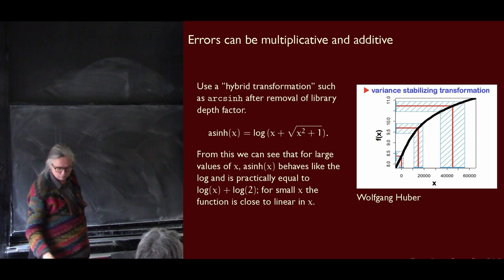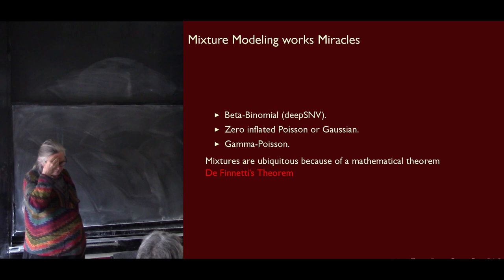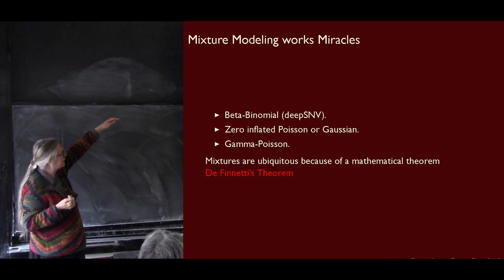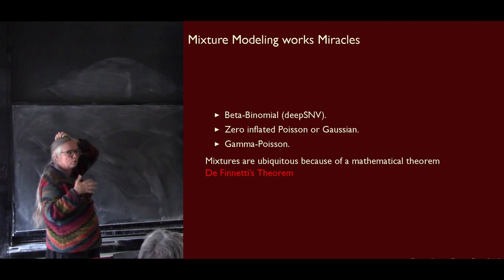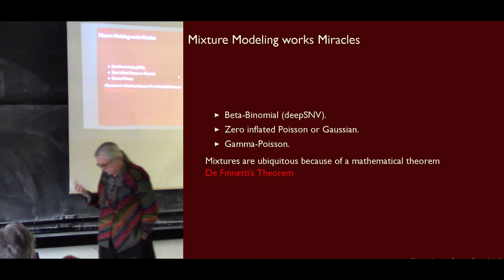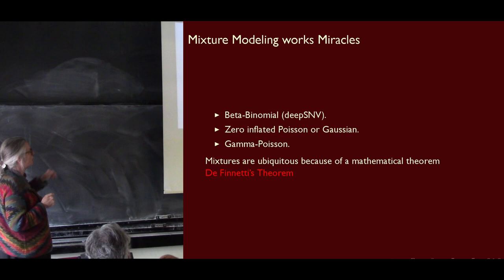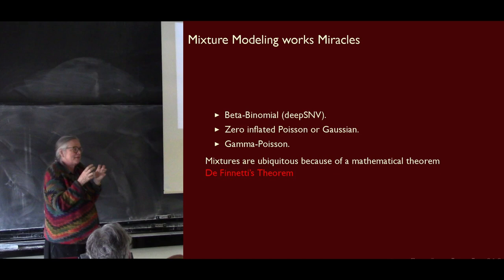Again, I don't have to persuade some people in the room that mixture models work miracles, and all kinds of nice mixture models work for different types of microbiome data. We've often used beta binomial, zero inflated Poisson or Gaussian, and gamma Poisson. These are all mixtures, and underlying that is beautiful probability theory. When you have measurements which are exchangeable, there's an underlying theory, De Finetti's theorem, that says there's a mixture underlying it. You could have partial exchangeability and more general things. There's actually a beautiful mathematical reason why mixtures are so effective.